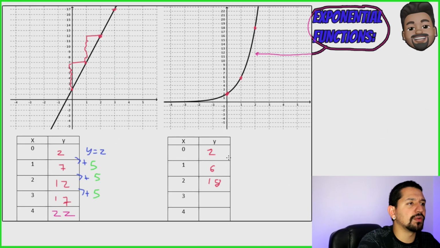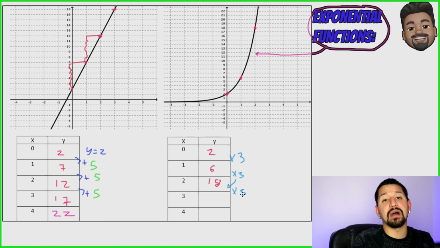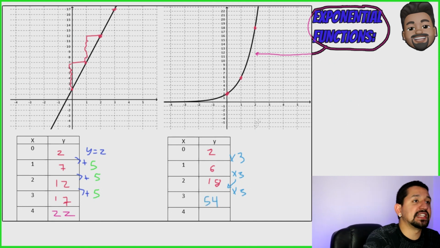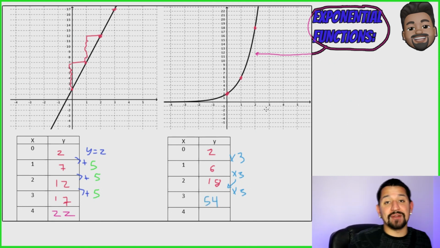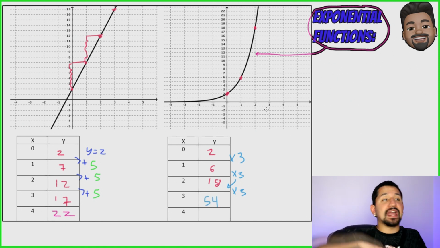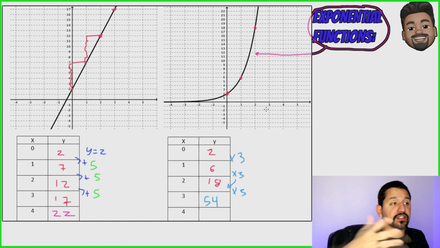Well, 2 times what will give me 6? Well, 3. 2 times 3 is 6. What's 6 times 3? 18. 18 times 3. Let me take out my phone. 54. So you can see why we couldn't even fit this on this graph. I mean, look how much it's growing by. It's shooting up like crazy, and we can't get to 55 on this graph.